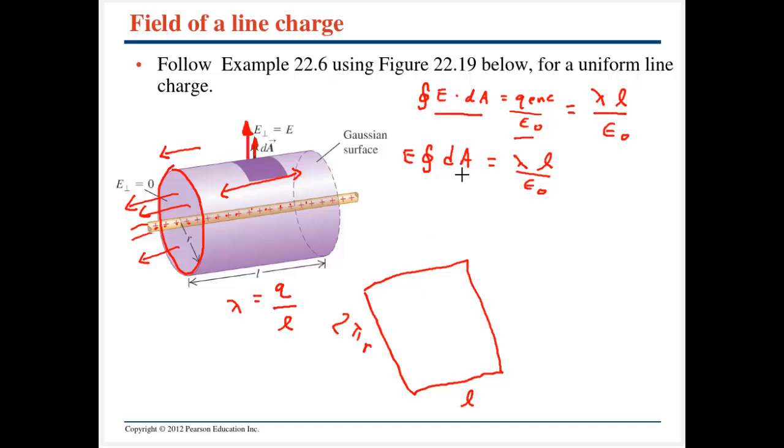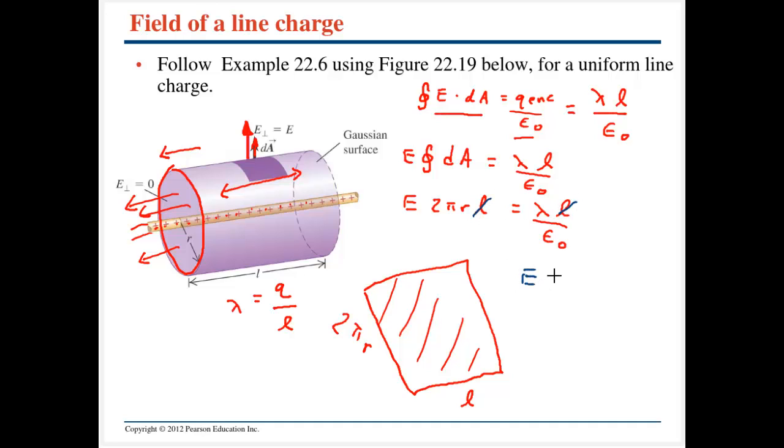So this integral of dA is just going to be the area of this rectangle. So electric field multiplied by 2 pi r multiplied by length is going to be equal to linear charge density multiplied by length divided by epsilon naught. And we can start to cancel some things out here, cancel length out.